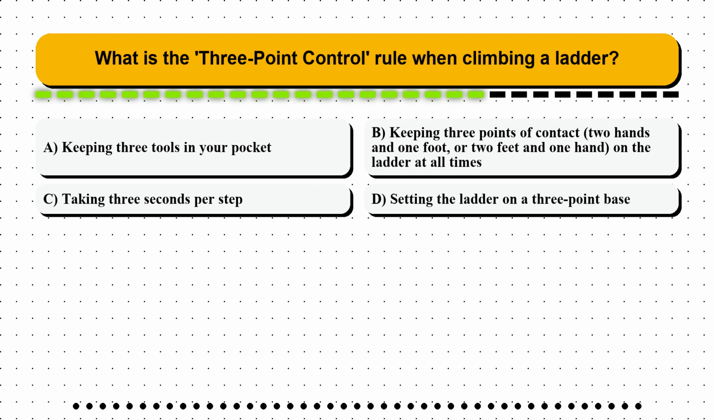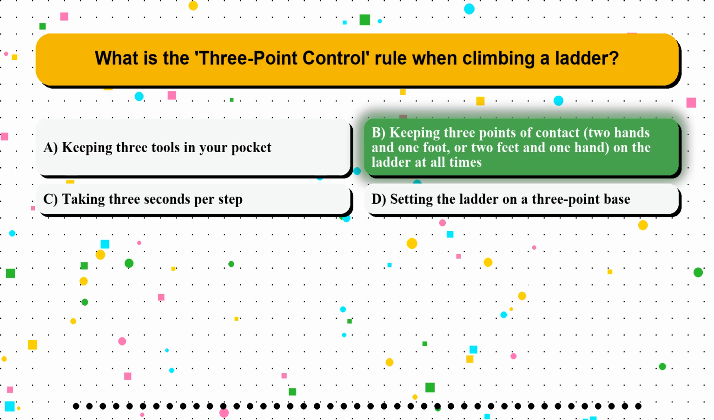Question 33. What is the three-point control rule when climbing a ladder? Option A, keeping 3 tools in your pocket. Option B, keeping 3 points of contact, 2 hands and 1 foot, or 2 feet and 1 hand, on the ladder at all times. Option C, taking 3 seconds per step. Option D, setting the ladder on a 3-point base.